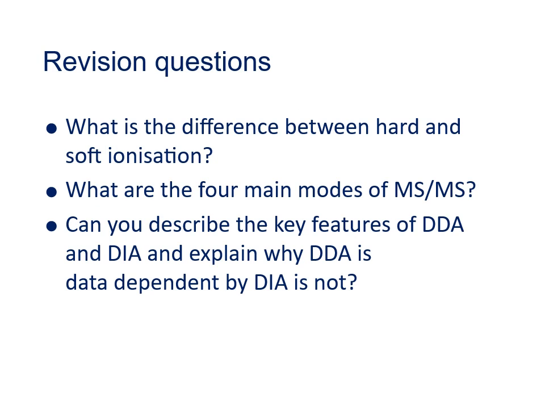So here are some things to think about following this session. Can you remember what the difference is between hard and soft ionization? Can you list and describe the 4 main modes of tandem mass spectrometry? And can you describe the key features of DDA and DIA analyses and explain why DDA is data dependent but DIA is not?